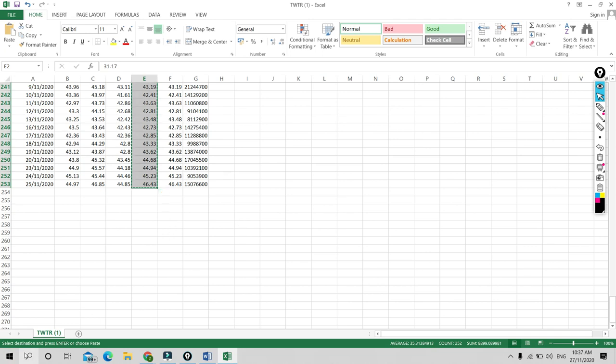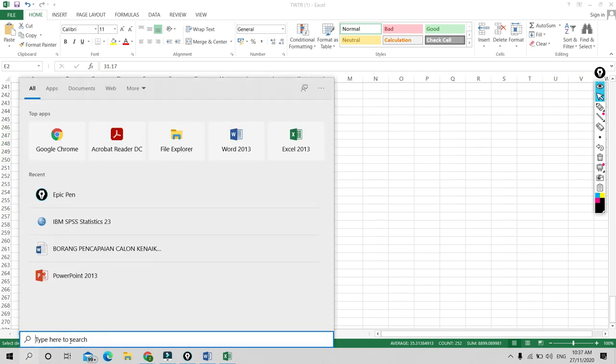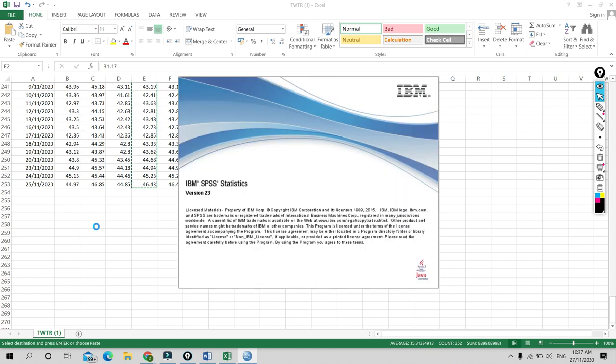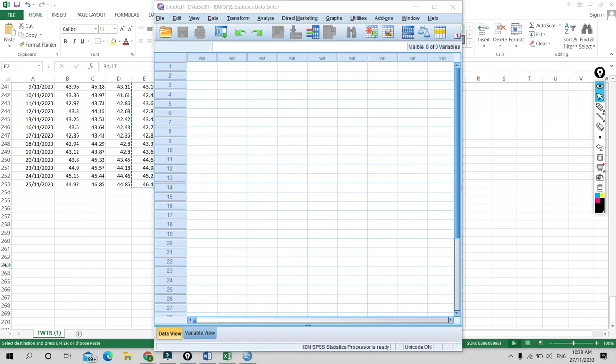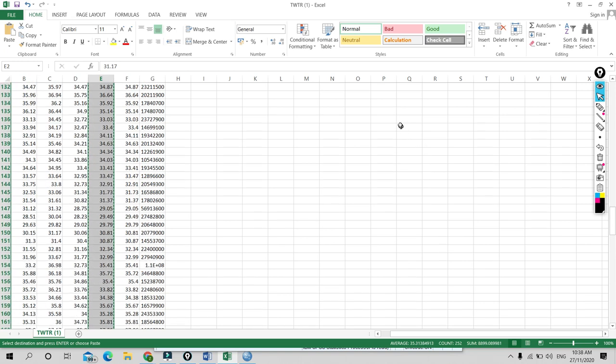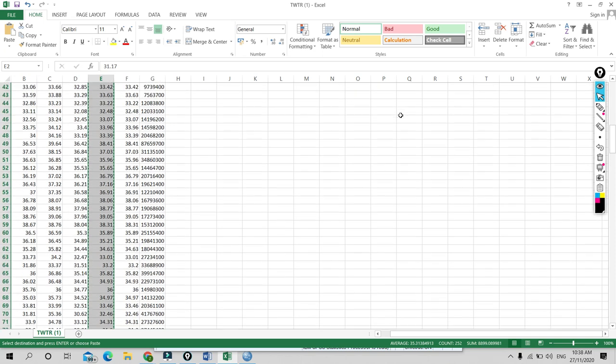So Control C is just a copy here, and then I paste here. Control V, I paste here. So this is your date here. This is the opening price. I just create a variable name here. I just put here date, then opening price, open, high and low price, low, high for that day, then close.